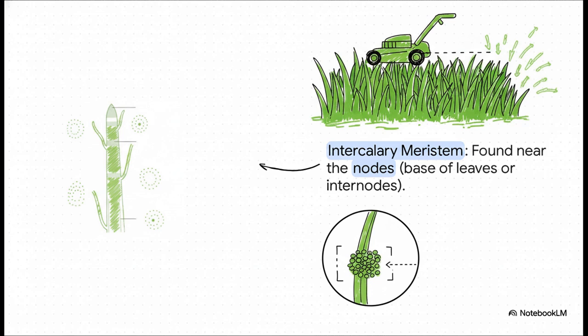And finally, we have the intercalary meristem. This one is often found near the nodes, which is just the base of the leaves, or the parts of the stem between the leaves. You know the perfect example? Grass. When a lawnmower cuts the top of the grass, it just grows back so quickly. This is because of the intercalary meristem sitting at its base, ready to grow.